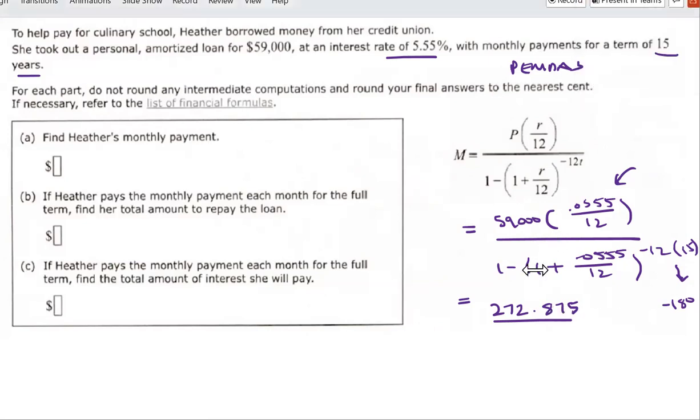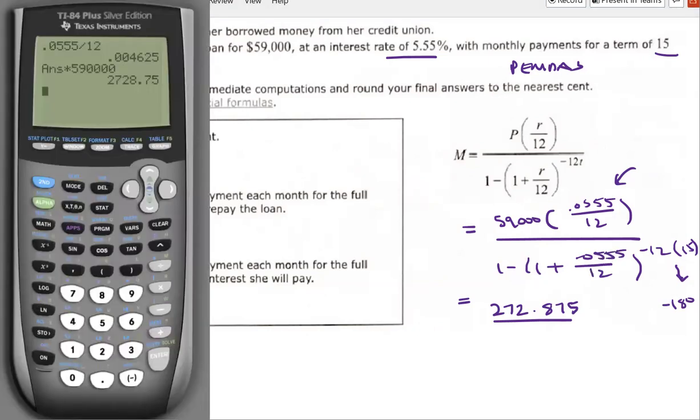All right, now let's focus on the denominator. So again, we're going to focus on the parentheses first. So we have 0.0555 divided by 12. All right. And then I'm going to add the 1. So add 1.